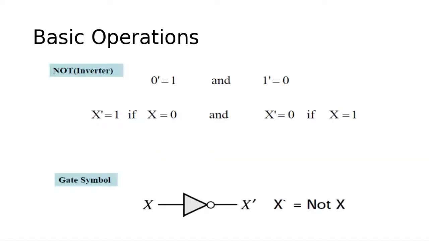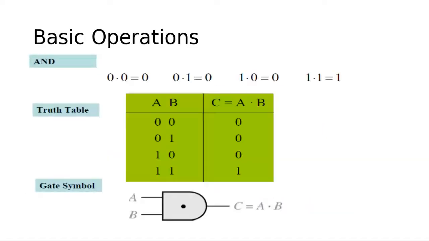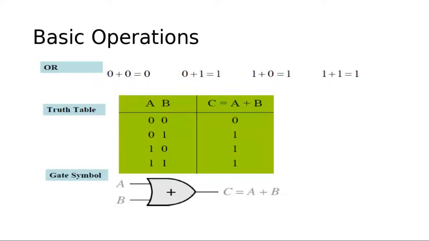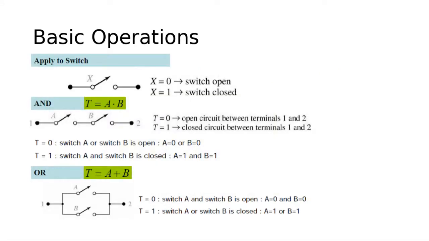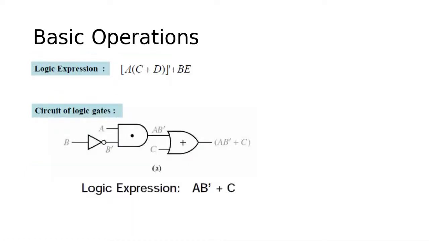Okay. There were three gates: NOT, AND, and OR gates. And we also saw the switch equivalent of these gates. We said that the AND gate is like a serial switch, and the OR gate is like a parallel switch. So we saw the logic expression and the circuit expression of the gates.